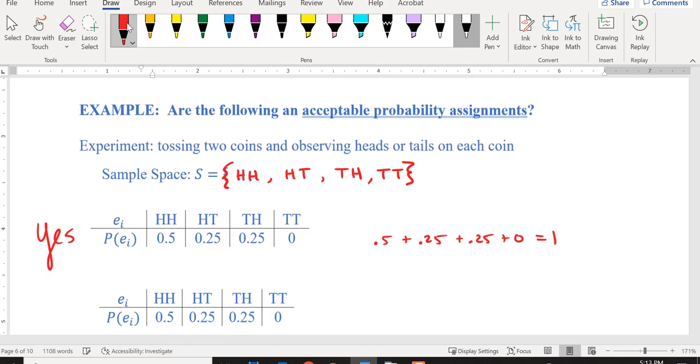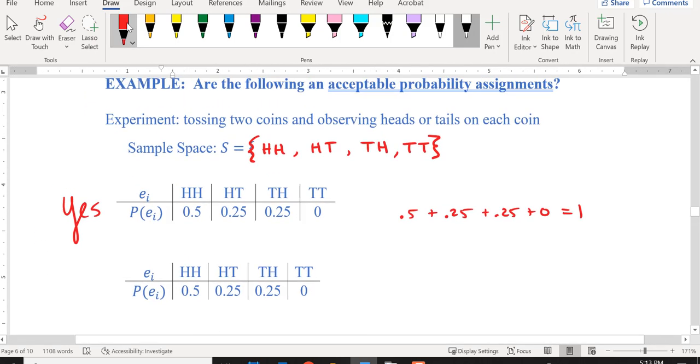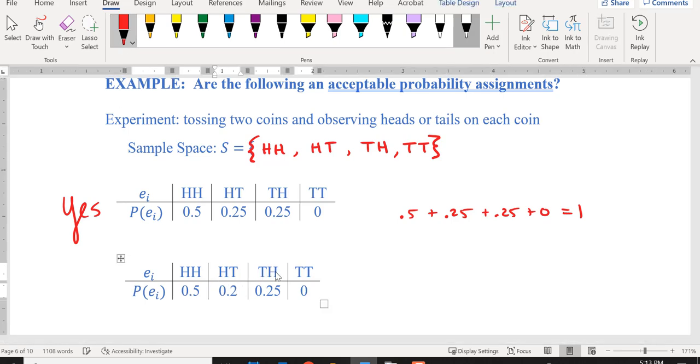All right. The second one, 0.5, that's the exact same. All right, let's go change it. What if I had 0.5, 0.2, and 0.2? Would that be an acceptable probability assignment?